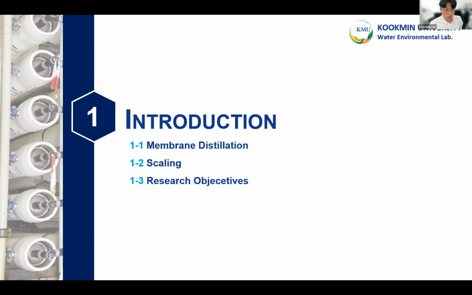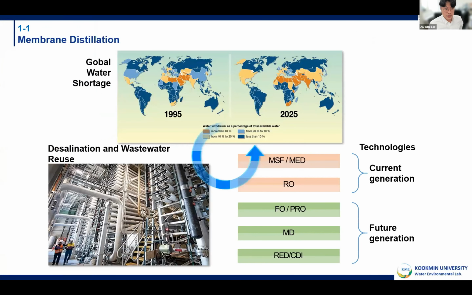Let me talk about our motivation of research briefly. As you know, the global water shortage is becoming more and more severe, and one of the promising solutions is seawater desalination. However, conventional technologies such as MSF or RO require a large amount of thermal or electrical energy. Accordingly, emerging technologies such as forward osmosis and membrane distillation have drawn attention as alternatives to the current desalination technologies.